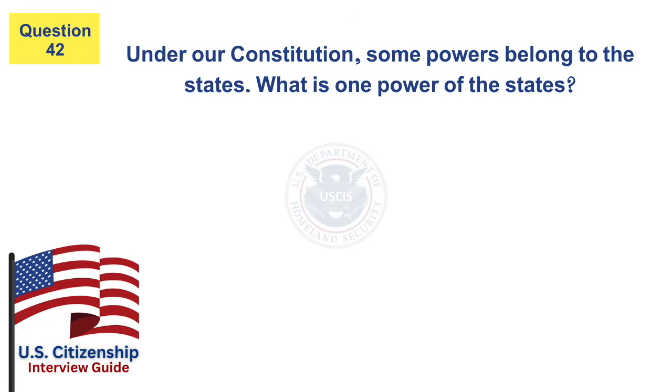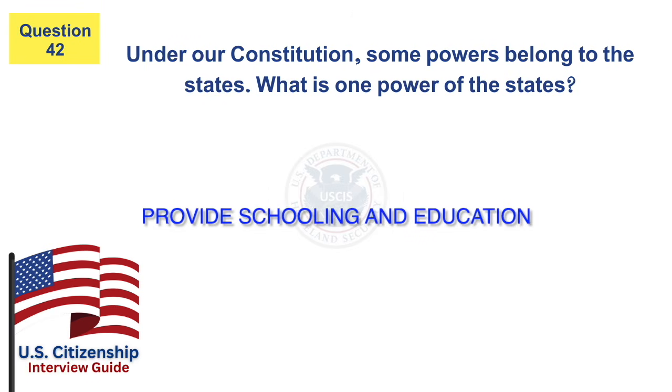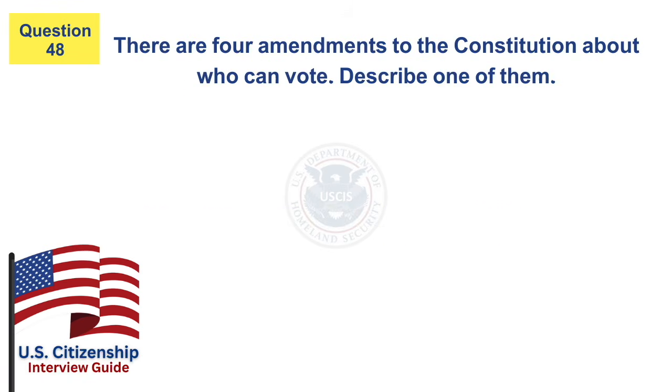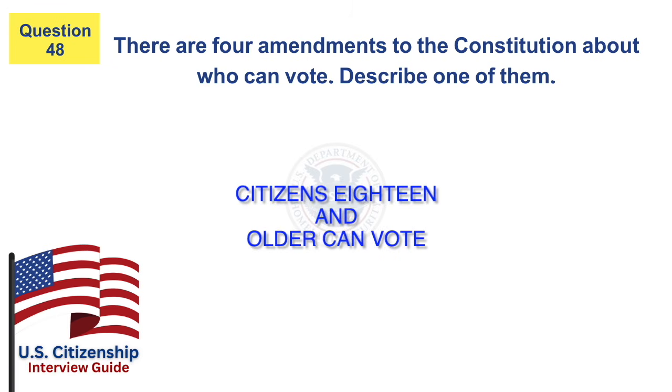Under our Constitution, some powers belong to the states. What is one power of the states? Provide schooling and education. There are 4 amendments to the Constitution about who can vote. Describe one of them. Citizens 18 and older can vote.